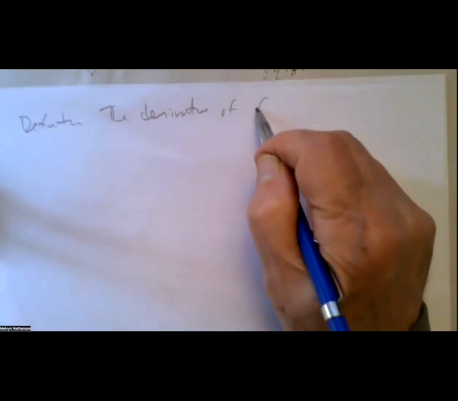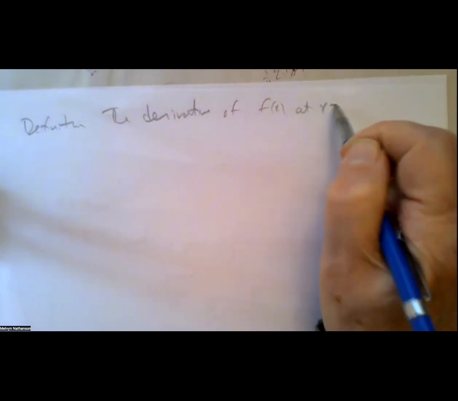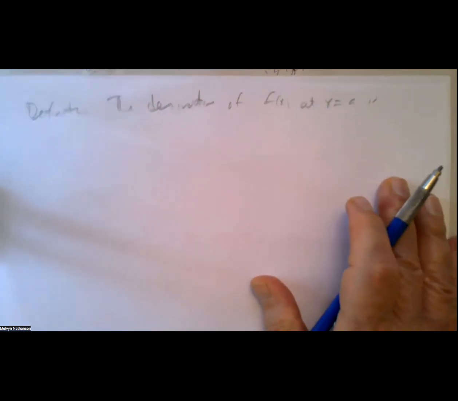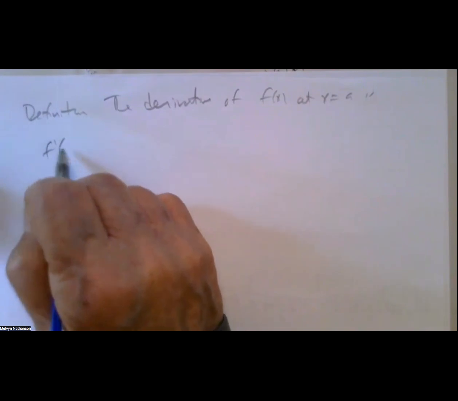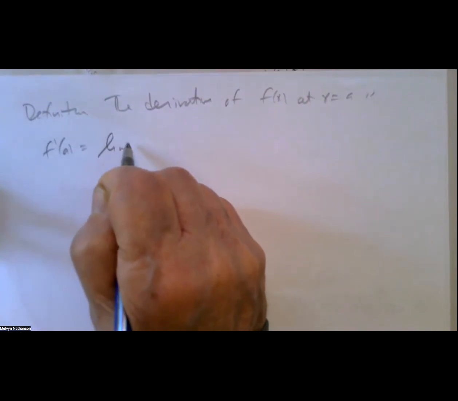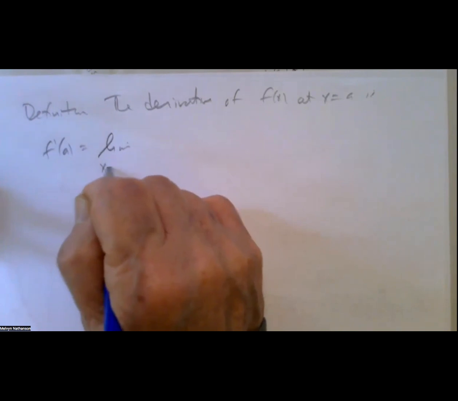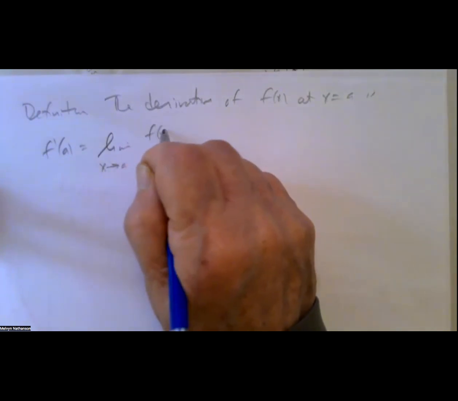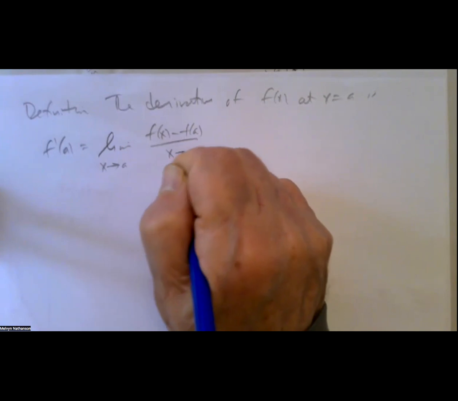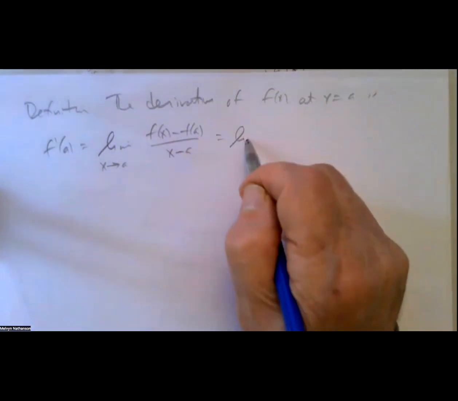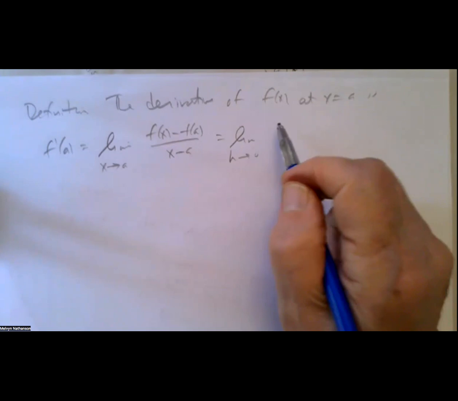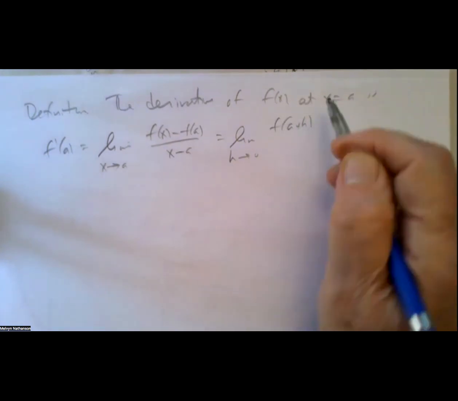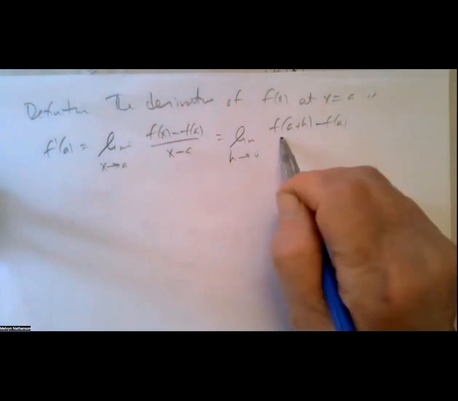The derivative of f of x at x equal a, I can write it in two equivalent forms. So f prime of a is the limit as x approaches a of f of x minus f of a over x minus a. Or I can write it as the limit as h goes to 0 of f of a plus h minus f of a over h. And there are other notations.